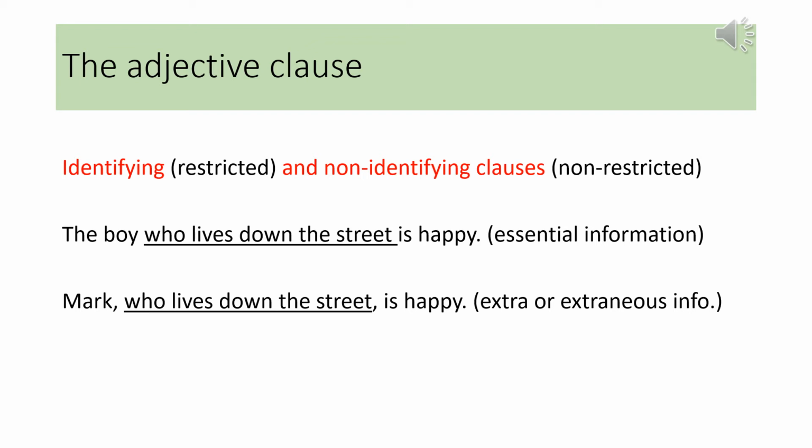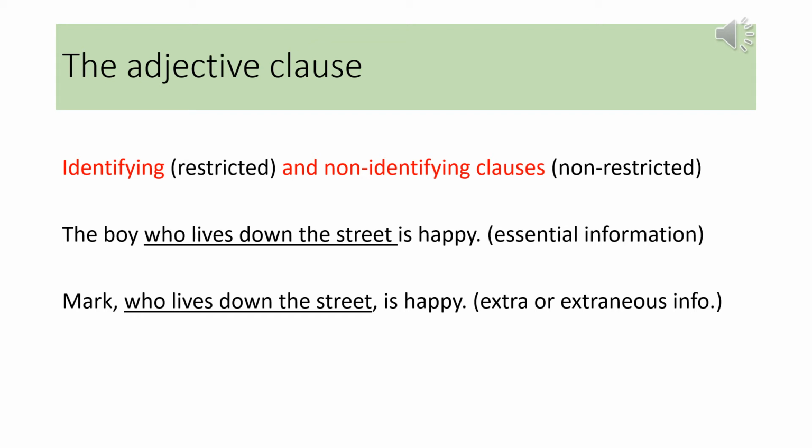Now, the reason why is because the boy is a very general term. Like there's 4.5 billion boys on the planet right now. So the adjective clause here, who lives down the street, helps you identify the boy. So it's considered, as it says in parentheses there, essential information. And it's essential because it helps identify the boy. So you never put commas around these adjective clauses because it helps you identify your subject. Okay, and it's usually the case every time.